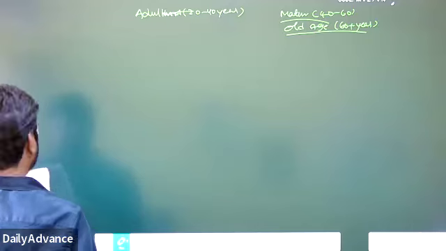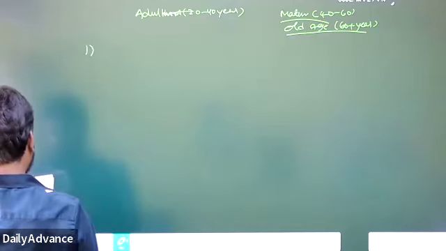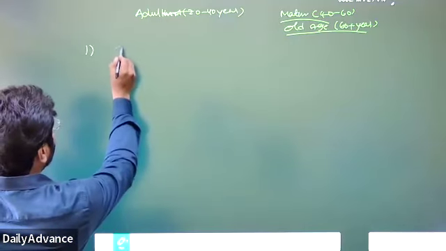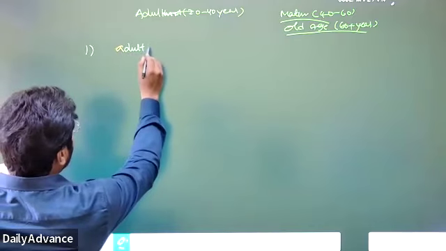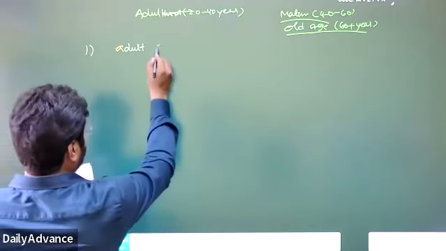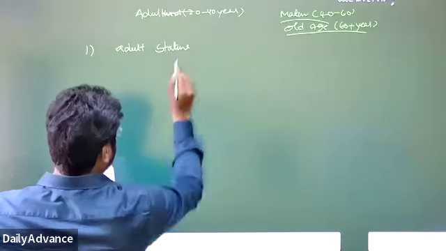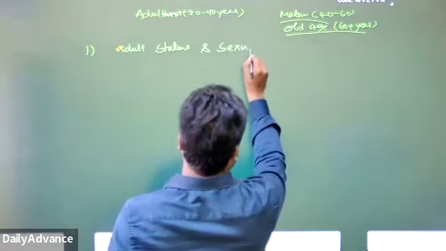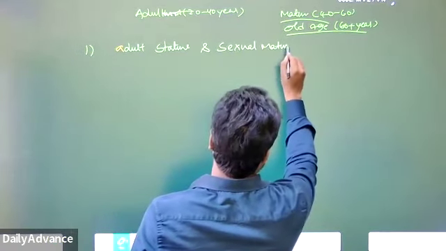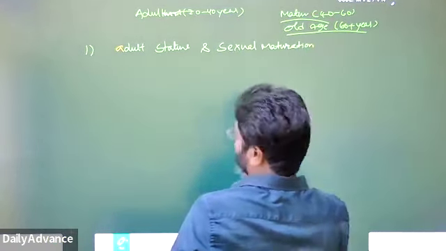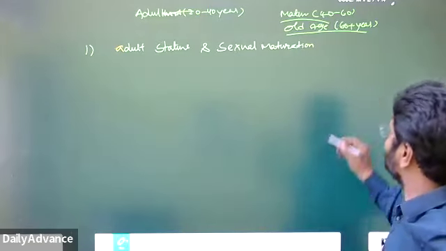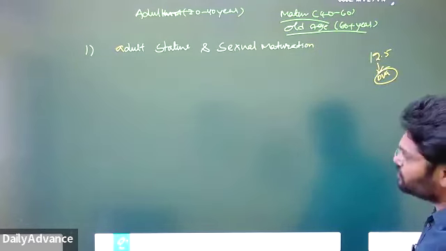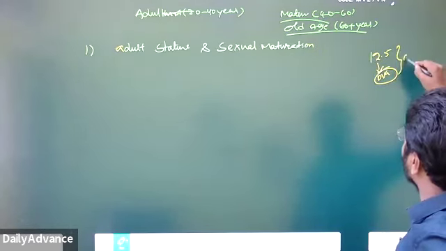So adulthood here means adult stature and sexual maturation. How do we identify adult stature? Height: after that, there is no growth in height. And sexual maturation: it happens in girls at the age of 12.5 years, meaning they can release ova. Understand? And it is part of adolescence.